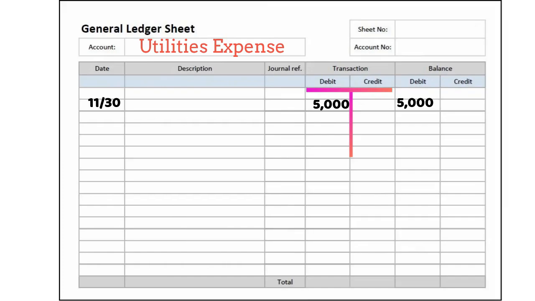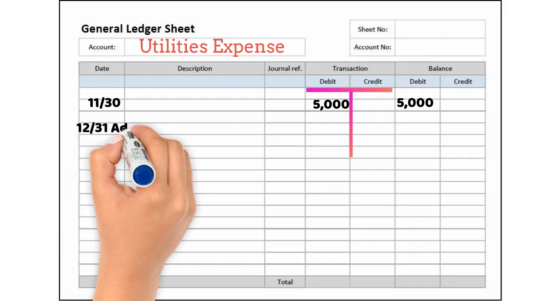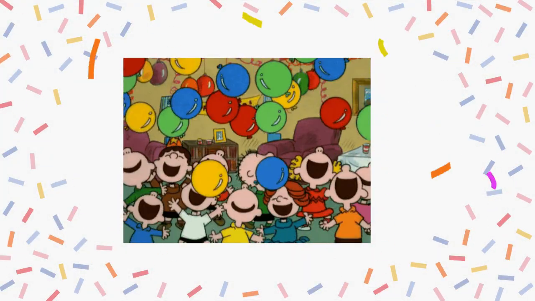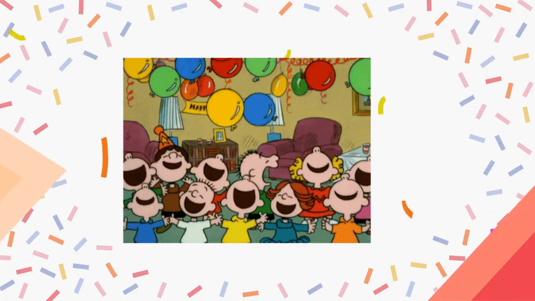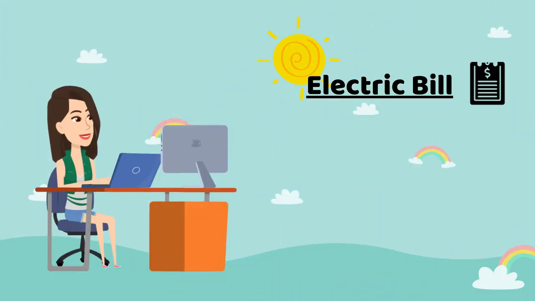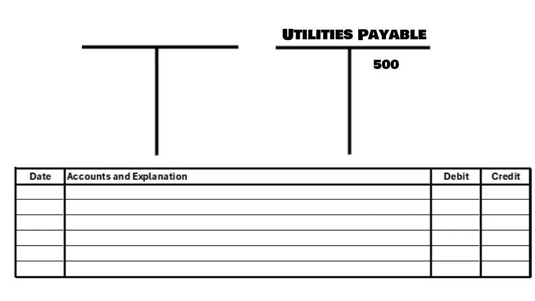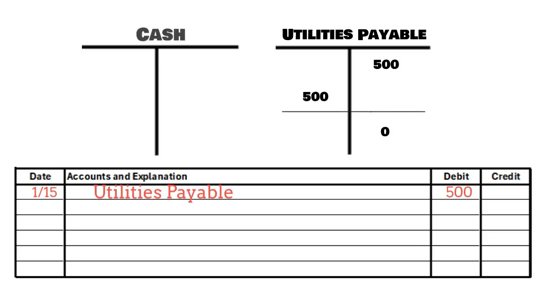If we take a look at our utilities expense account in the general ledger, it shows $5,000 at November 30th, but we need to record our December estimate, so that's why our adjusting entry is prepared. Claudia is back hard at work in January, and the January electric bill has now arrived. We don't need to record any expenses since we did that already with our year-end adjusting entry, but we do actually need to pay the bill. So we debit utilities payable to get rid of that liability, and we credit our cash.